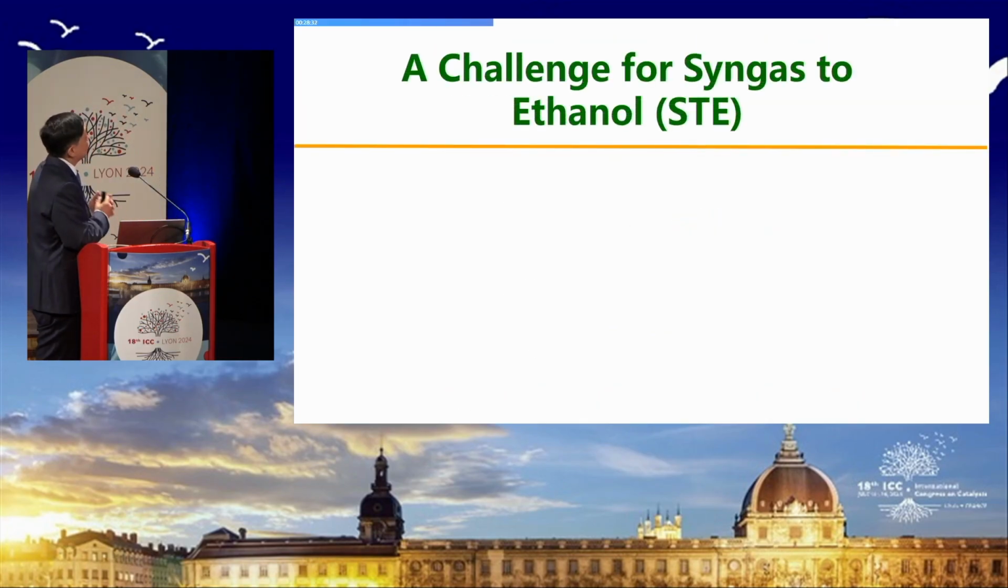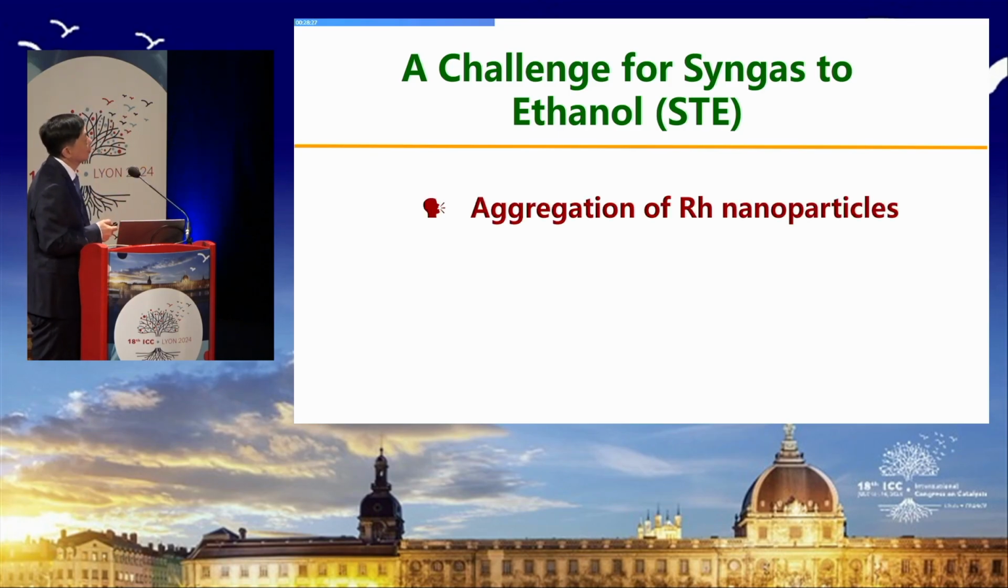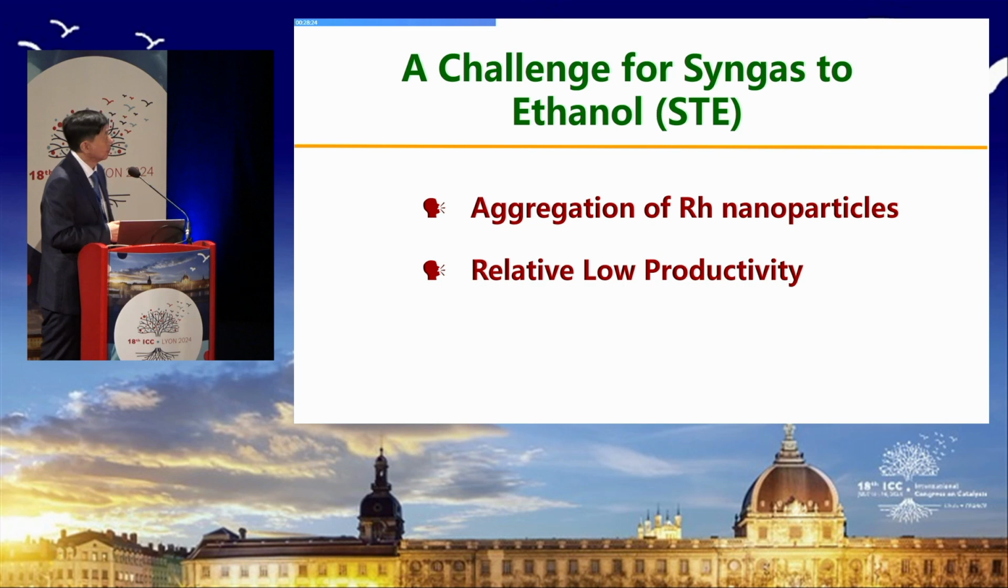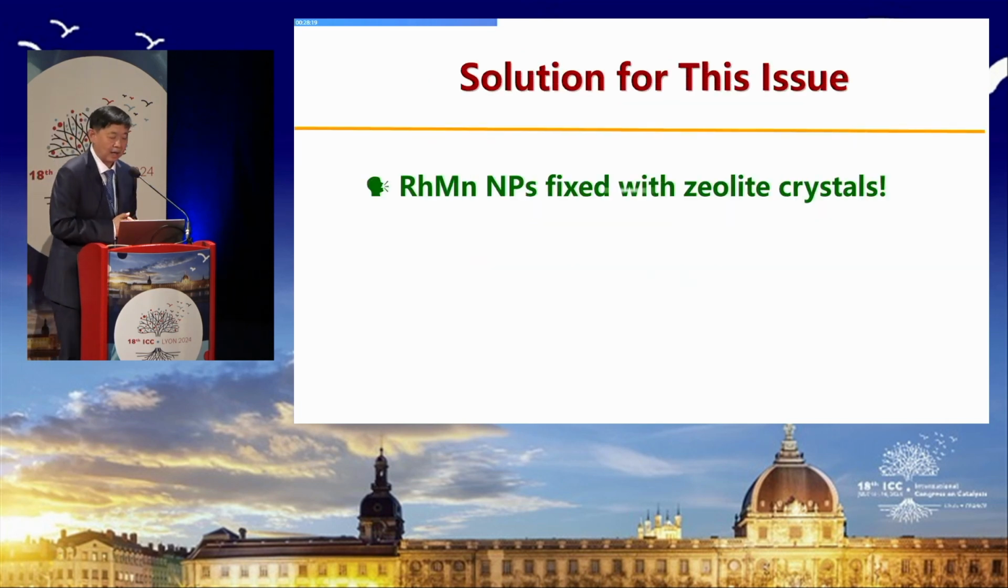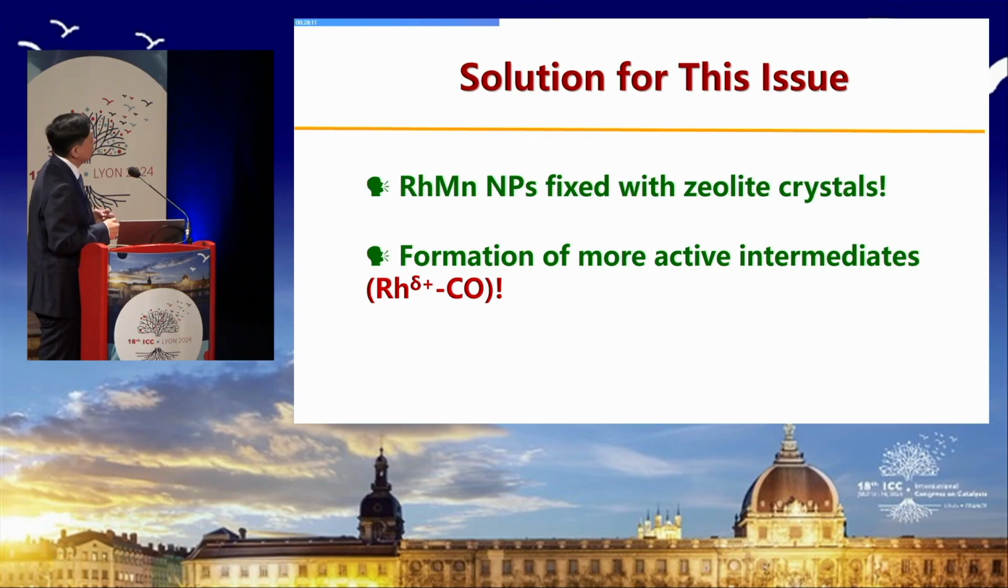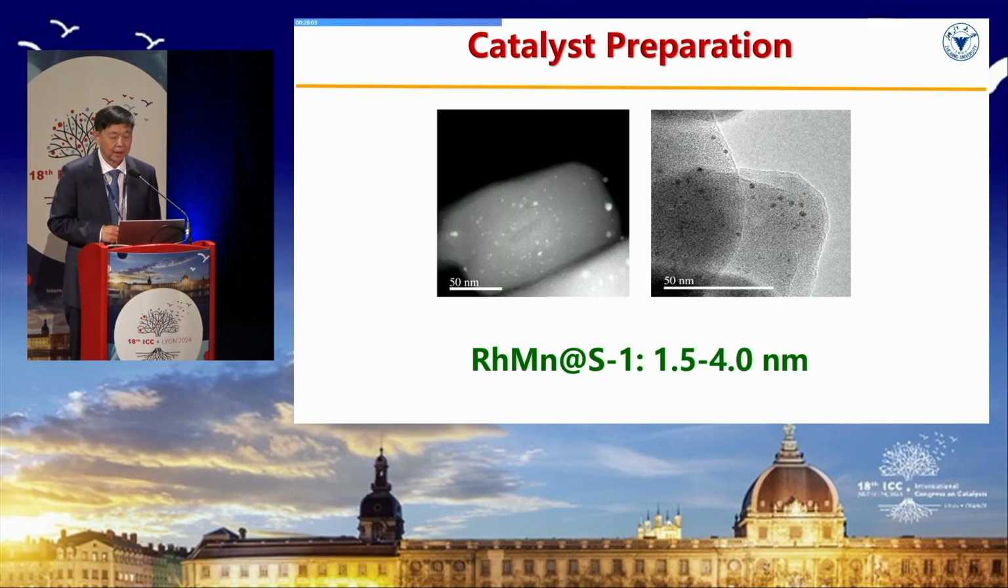Also, we know the challenge of syngas to ethanol is very important. There is also aggregation of rhodium nanoparticles, which gives very low productivity. But how do we solve this problem? We also use nanoparticles fixed with zeolite crystal, also for the formation of a more active intermediate, this intermediate being rhodium delta plus with zeolite. Our preparation is similar to before: rhodium nanoparticles fixed with zeolite crystal.